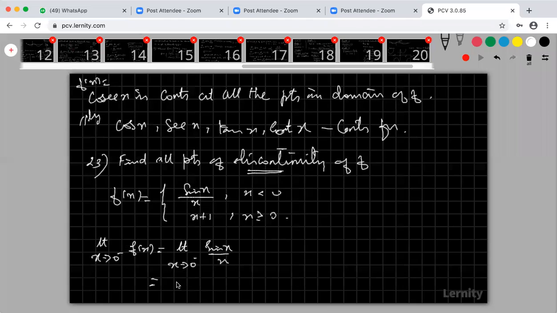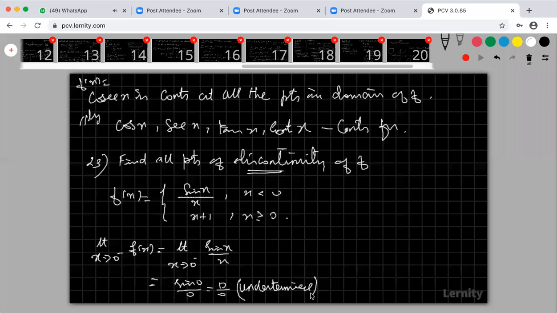So now apply 0 here. What is the answer? Sin 0 by 0. What is sin 0? It is 0. So 0 by 0 is an undetermined form, or indeterminate form. 0 by 0 means you never conclude anything. We never conclude it is 0, we never conclude it is infinity, we never conclude it is 1.